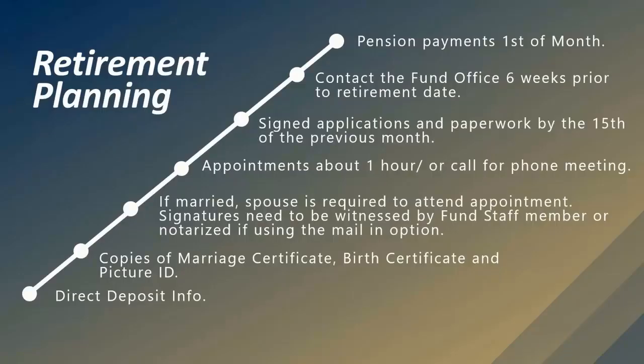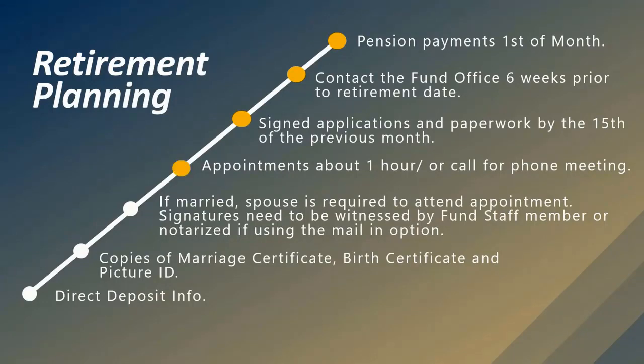Now the question you want to ask yourself is, do you have a target retirement date? If you do, you should note that all pensions start on the 1st of each month. You want to contact the fund office 6 weeks prior to that retirement date. We need the signed application and the paperwork received by the 15th of the previous month.